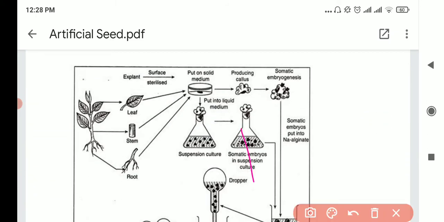Then you have to clean that part of the plant, so you surface sterilize it. Remember I told you, you wash it with sodium hypochlorite. Then you rinse it with distilled water 3-4 times. So our plant is already sterilized. Then you put it on the solid medium. Remember that agar type?